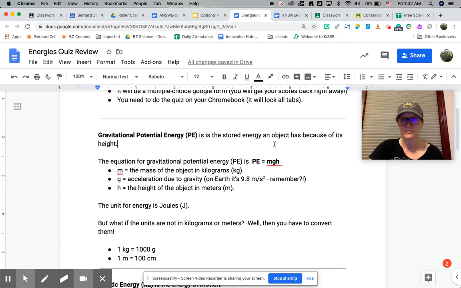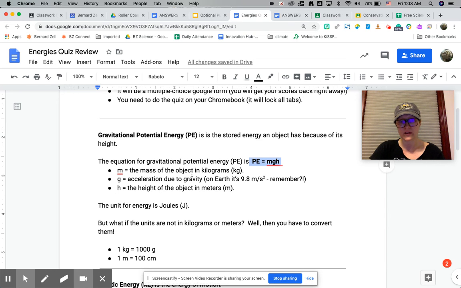So you're going to need to know that definition. Then I'm going to give you one or two problems where you have to calculate gravitational potential energy. The equation is PE equals mgh. M is the mass of the object in kilograms. G is the acceleration due to gravity, which is that magical 9.8 number. And H is the height of the object in meters. I would like you to memorize this equation. It shouldn't be that hard.